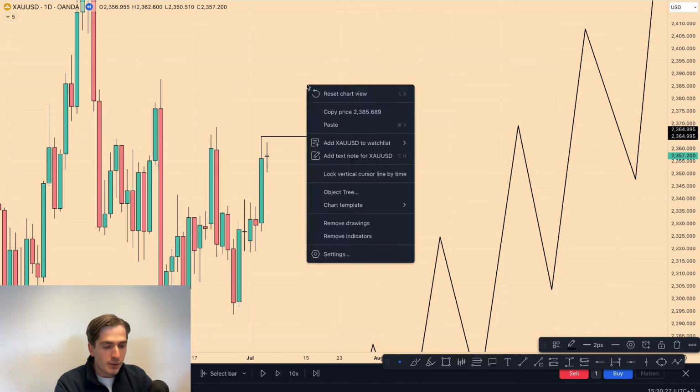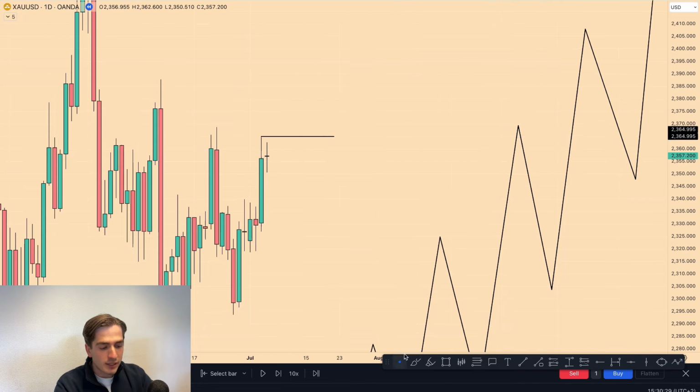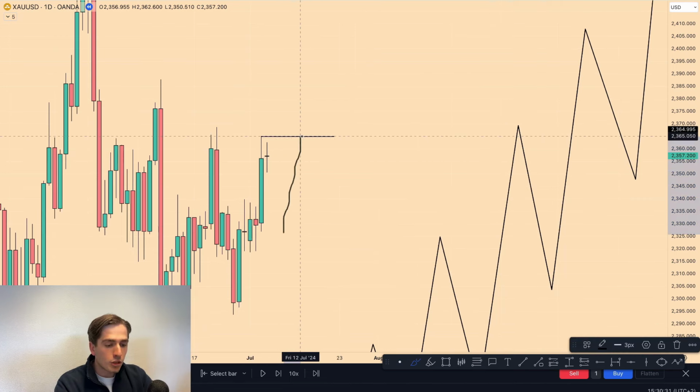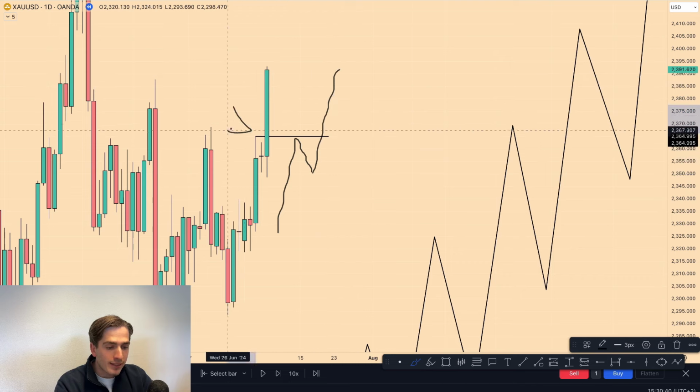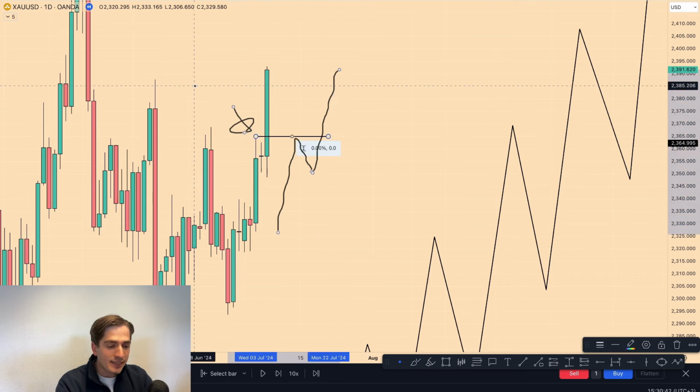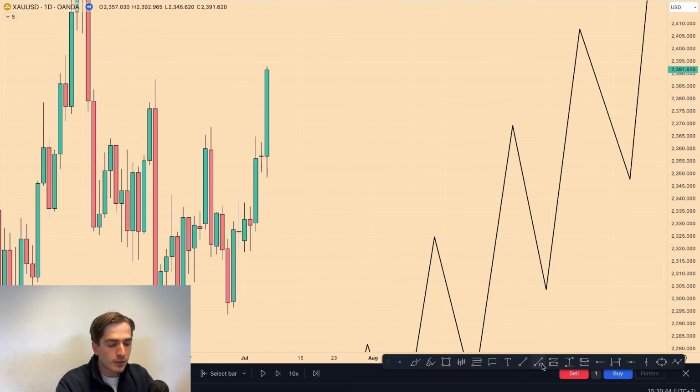we, for example, have a pullback. Why is this classified as a pullback? Well, because we get the push up, we again get a pullback because we do not break this high. What you then see happening is in the next candle, we push up and we break that previous high, indicating that there is an actual bullish trend. So this is your first change of character high.